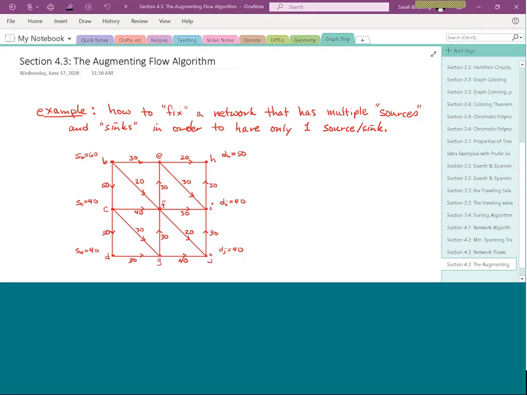So first example is a follow-up. Well, actually, I was planning on doing the example anyway, but it is sort of a follow-up in terms of the questions that you guys asked previously, which is, well, what happens if you have multiple sources and multiple sinks?